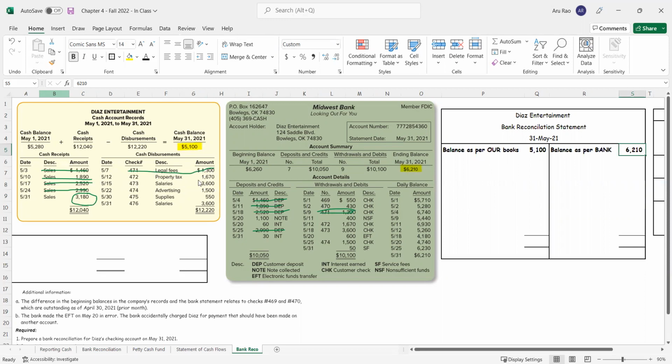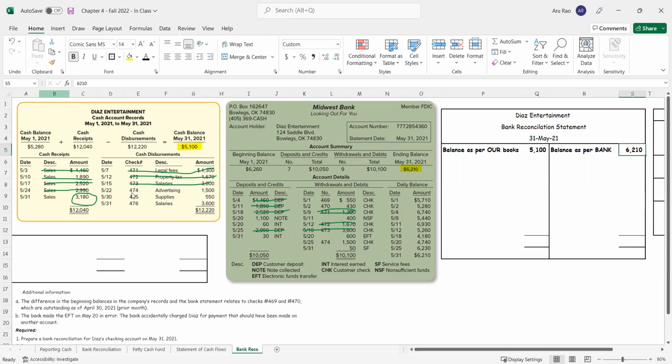The next one is property tax, 1,670. That's over here, so I can take that off. So the second one is also cleared. Then 473 was salaries of 3,600. That's here, so I can take that one off as well.